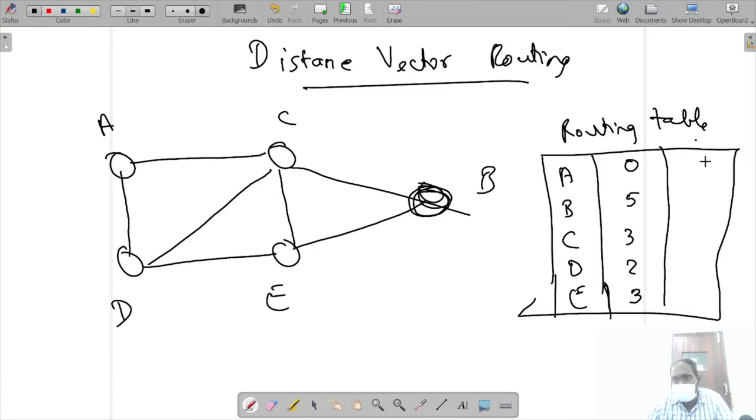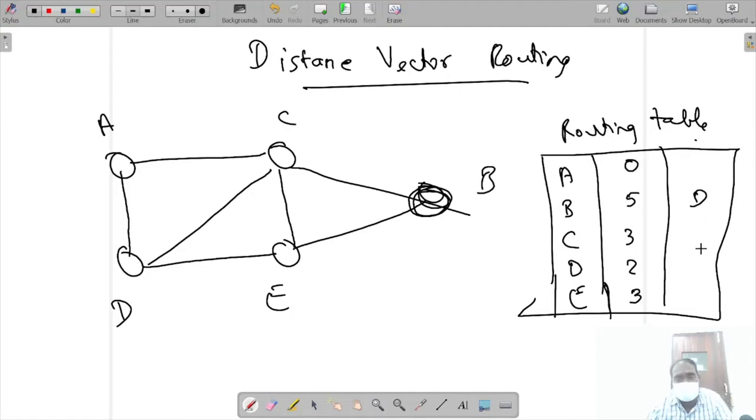And the next entry is the next point I should send the data. See, A can reach B through this way, this way. There are so many ways to reach B, right? We don't care about that at all. What A cares about is how much cost it takes to reach B, and what is the next point I should send the packet to. Let's say here it is D.